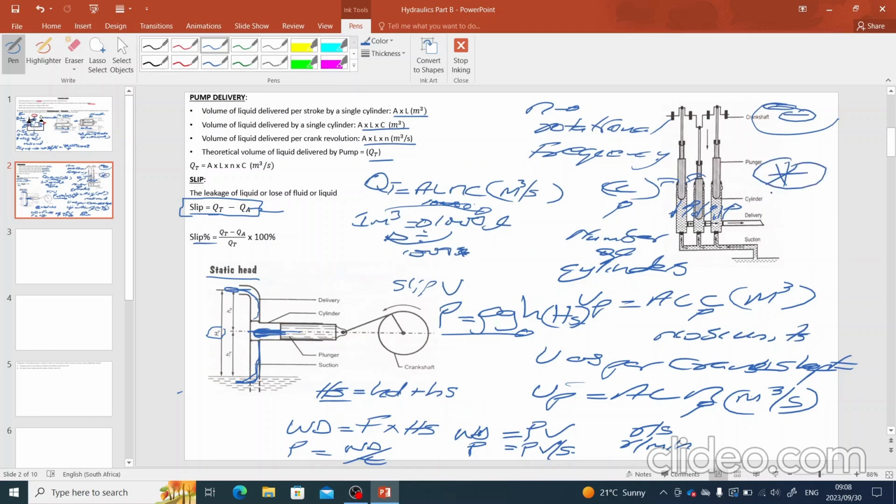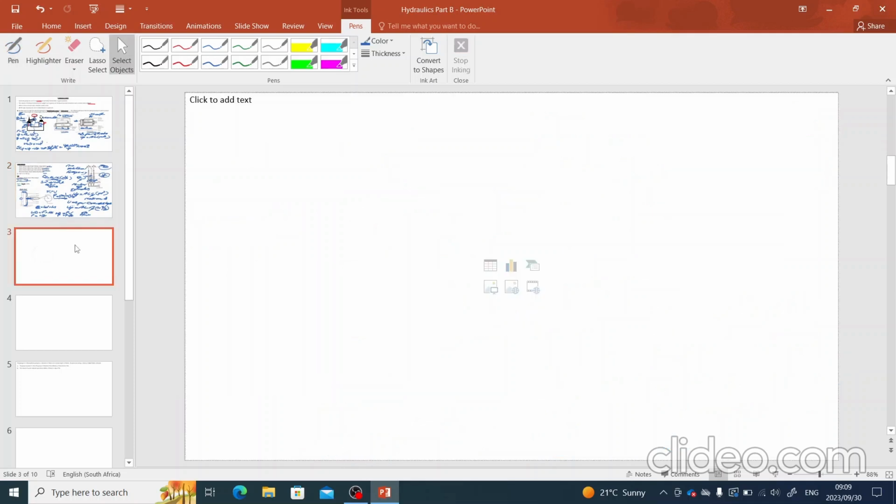Is it different from what we did in the first part? No, it's not. The only thing that has changed is that now we have the rotational frequency, and we now have the flow rate, which is QT, theoretical volume, and it includes all these components in calculating the required volume. Please make note of every formula that we touched on.